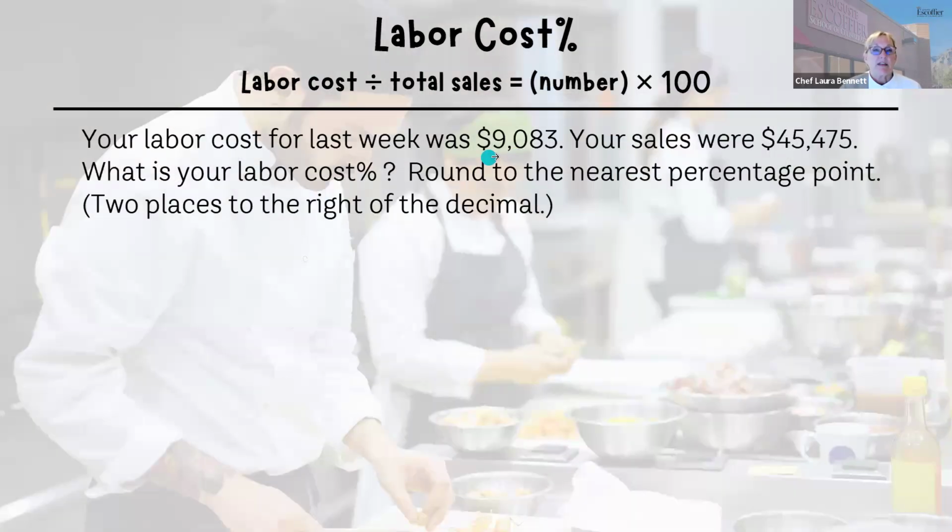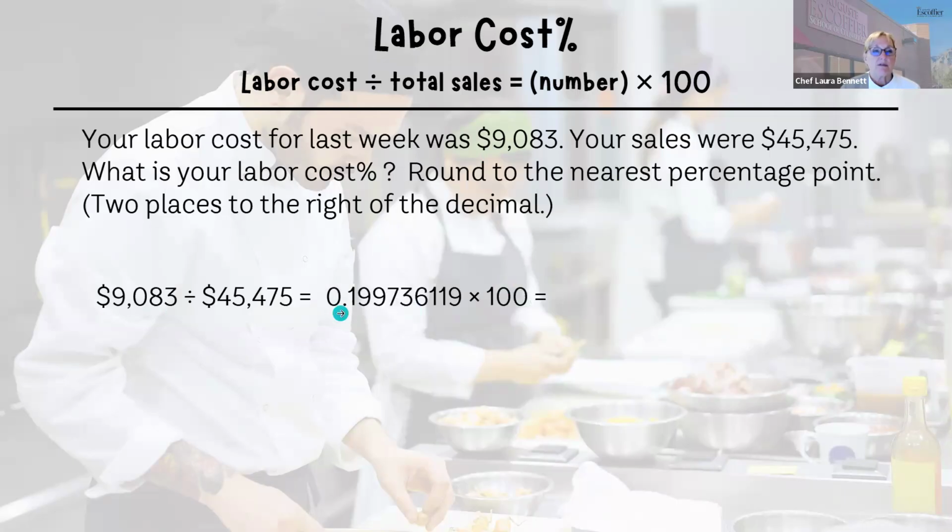Now my labor cost is $9,083. My sales, $45,475. Here's my labor cost divided by my sales, the decimal number that I multiply by 100 to give me my percentage, and again, rounding to the nearest percentage point for 19.97%.